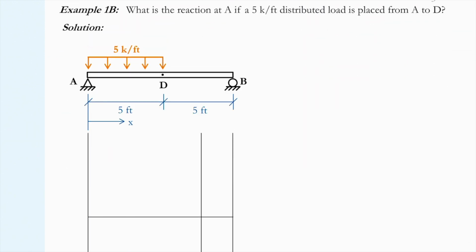All right, the next part of the example looks at us considering a distributed load. We have now a 5 kip per foot distributed load from A to D, which is now in the middle of the bridge. How would we solve for the reaction at point A? We have a couple different options. We can basically just resketch our influence line from example 1A.